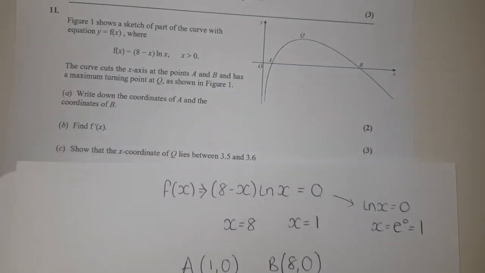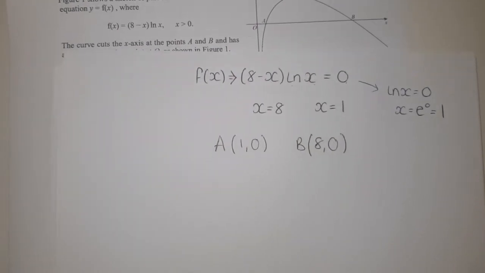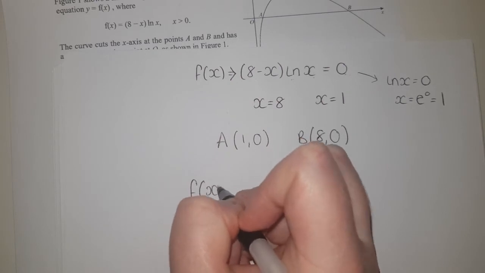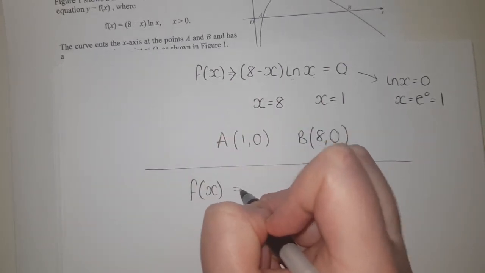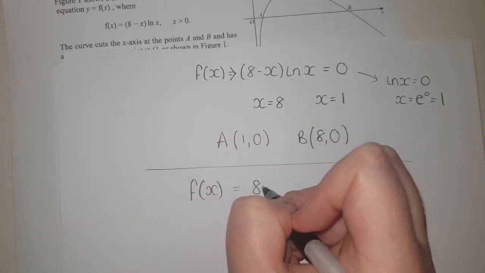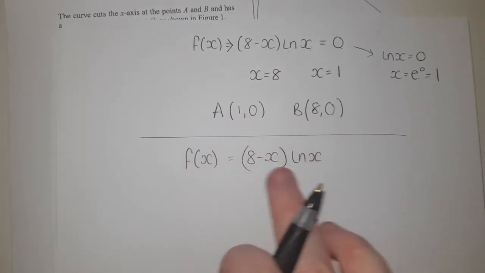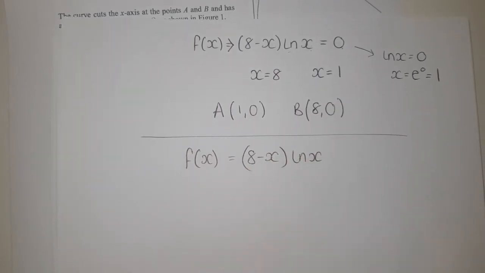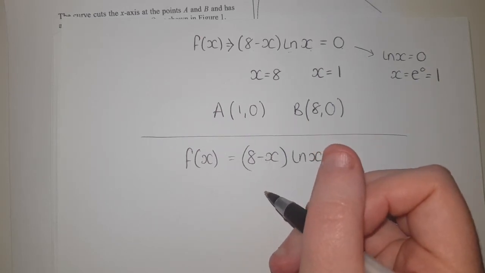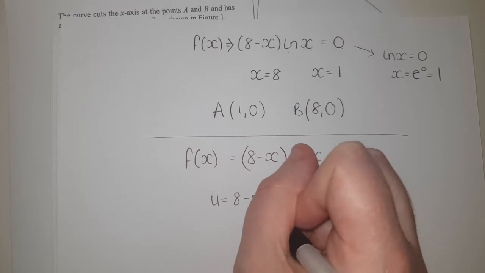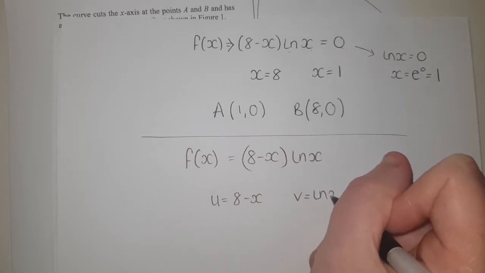Right, part B is we want to find f dash of x, so we want to differentiate. Now remember, if you've got the original function, you've got two functions being multiplied together, which means if you're going to differentiate, you're going to be using the product rule. So u is 8 minus x, v is ln x.